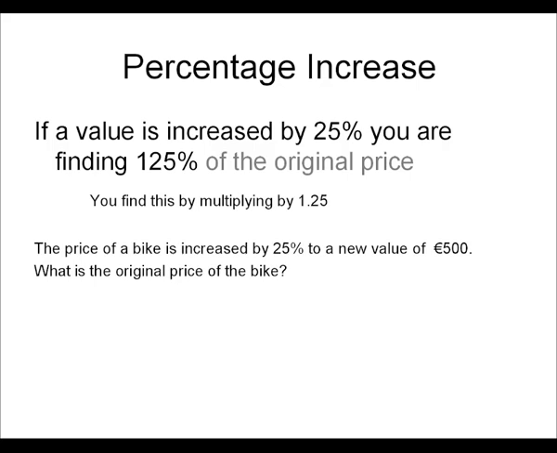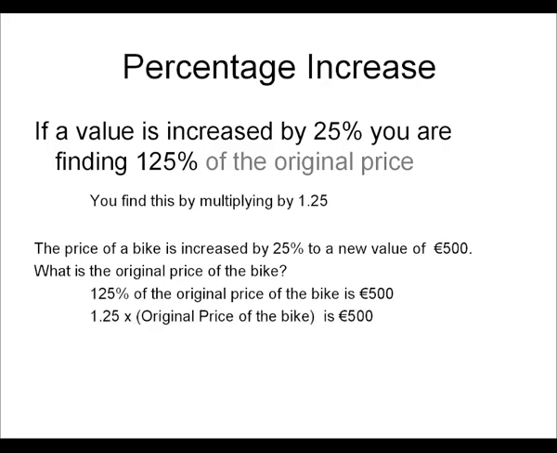So I've put that up there in big letters to remind you, if you're increasing a price by 25%, what you are doing is finding 125% of the original price. So to find the 125%, you write 125% as a decimal, 1.25. You'd multiply that by the original price of the bike to get 500. In this question, I'm trying to find out what the original price of the bike is. So I'm not trying to find a percentage of something. I'm undoing finding a percentage of something, which, as you know, is the reverse of what you did.